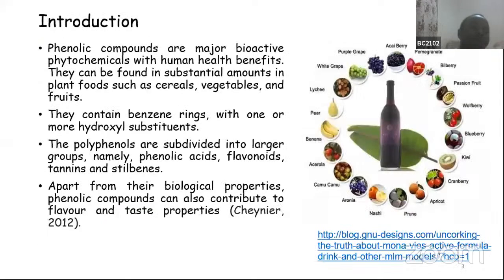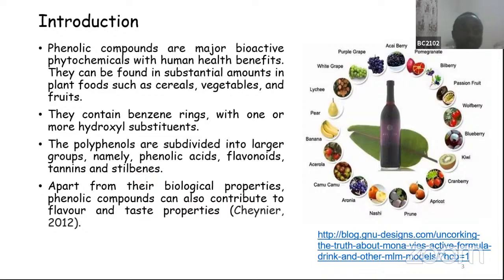Introduction. Phenolic compounds are major phytochemicals found in several plants. These phytochemicals have many health benefits. They contain a benzene ring with one or more hydroxyl substituents attached to them. These phenolic compounds are further subdivided into larger groups: phenolic acid, flavonoid, tannin, and stilbenes.